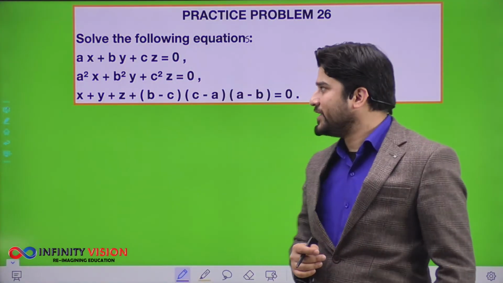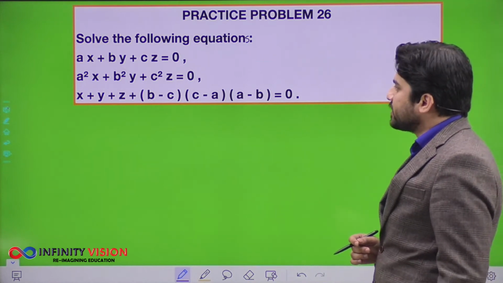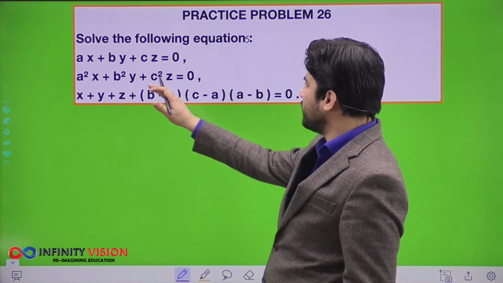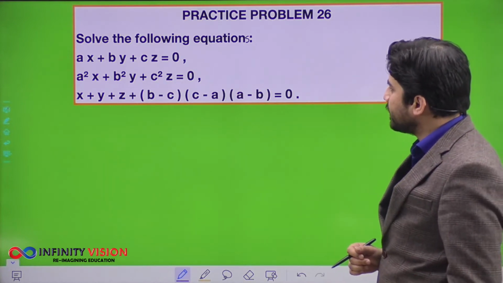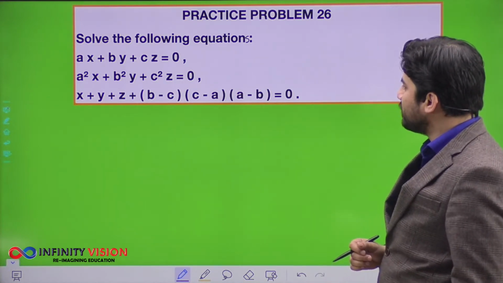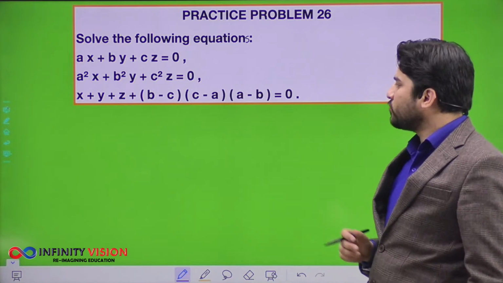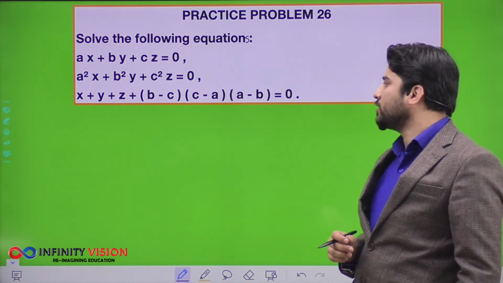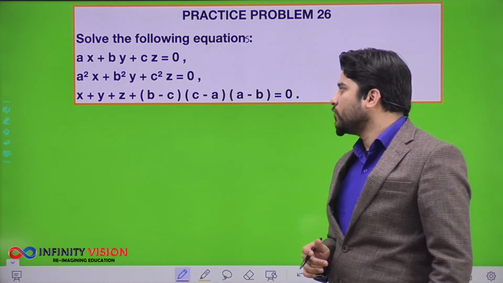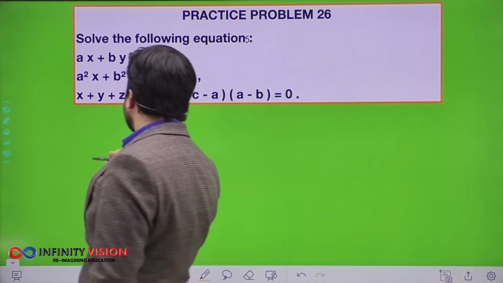Now let's read this problem, that is practice problem 26. You have to solve the following equations: ax plus by plus cz equals 0, and a square x plus b square y plus c square z equals 0, and x plus y plus z plus b minus c into c minus a into a minus b equals to 0. Now for that we will be following the same routine.